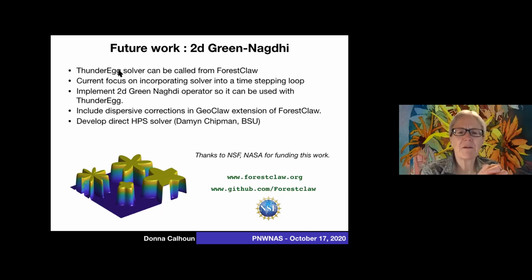Ultimately, what we'd like to do is include these dispersive corrections in the GeoClaw extension of ForestClaw. ForestClaw is the quadtree code that I've been working on, and GeoClaw has been incorporated into ForestClaw. GeoClaw is the code that Randy LeVeque may talk about later this afternoon. We have a version of that in ForestClaw, which allows people to run GeoClaw in a distributed parallel environment. And parallel to all this work is the development of the HPS solver, a direct solver as opposed to an iterative solver, that Damon Chipman is working on.